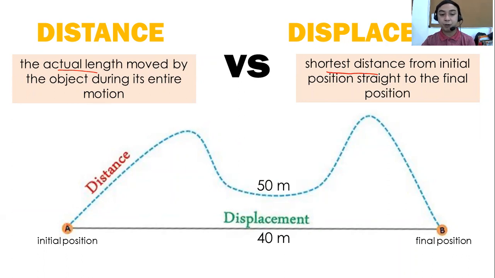So let's say, for example, we have here point A, which is considered as initial position or the starting point, and point B, which is considered as the final position or the end point. So a person traveled from point A to point B using road, which is 50 meters. So that is the actual length being moved by the person. But the shortest distance between the point where that person started from, then to the place where it went, is just actually 40 meters. So 40 meters is the displacement. Displacement is the shortest distance between the starting point and the end point. So that is displacement. And the distance is the actual length being traveled by the person.